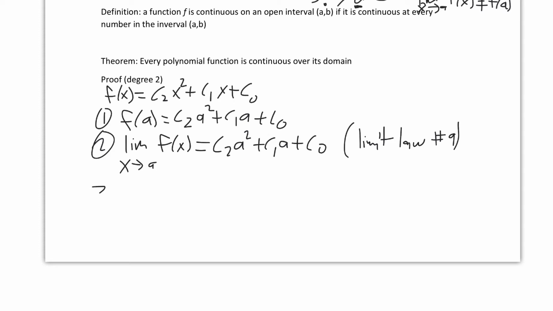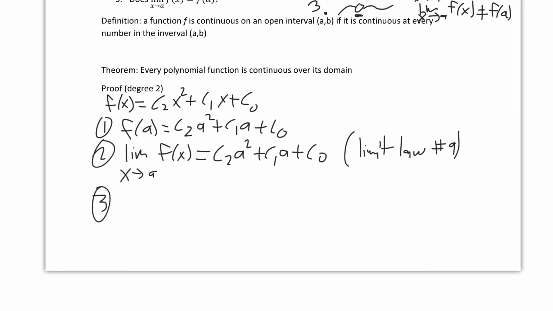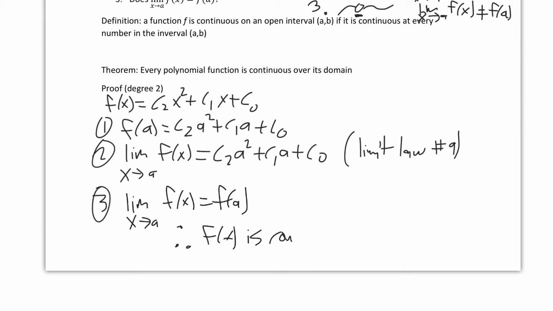So, step 3, are these two equal? Was f of a equal to the limit? Well, of course it is. So, step 3, the limit as x approaches a of f of x equals f of a, and we're done. Therefore, f of x is continuous at x equals a. And since a could be any point, it's continuous over the whole domain.